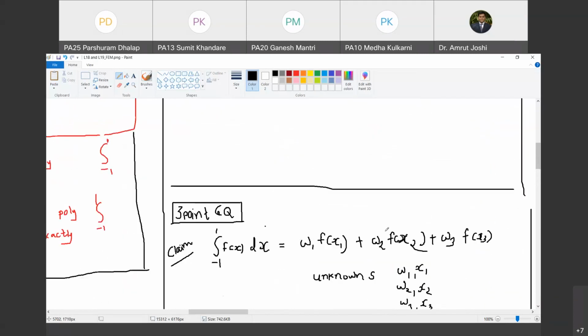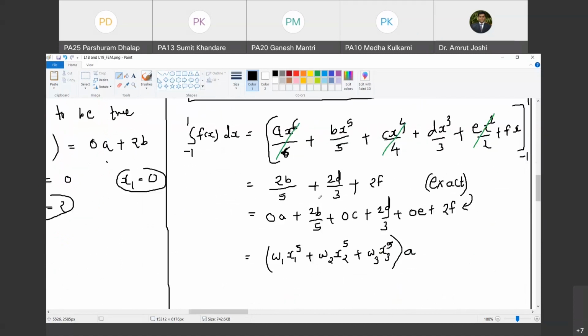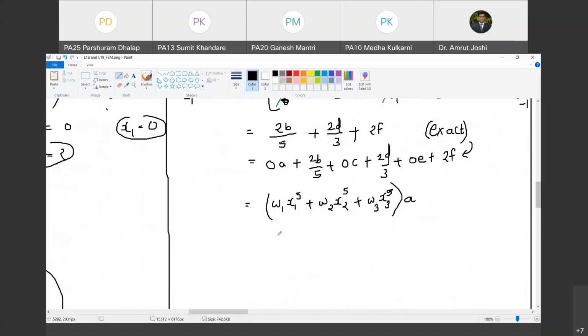What is the coefficient of B? Coefficient of B will be W1 x1 raised to 4 plus W2 x2 raised to 4 plus W3 x3 raised to 4. Happy? Yes, sir. This is the coefficient of B.